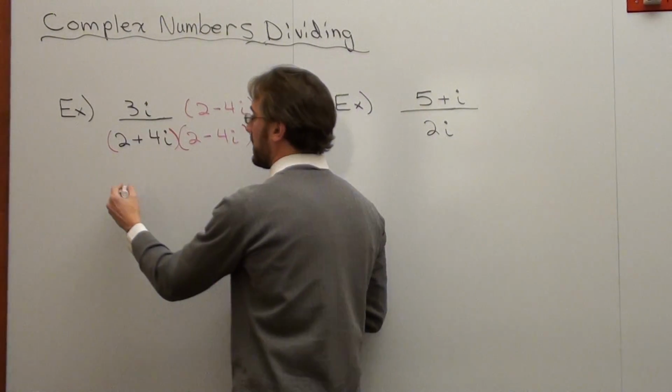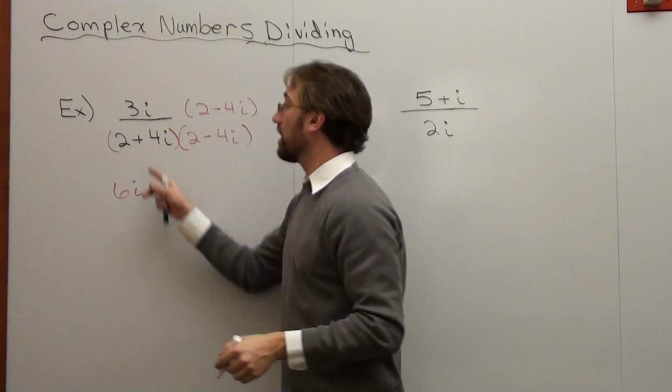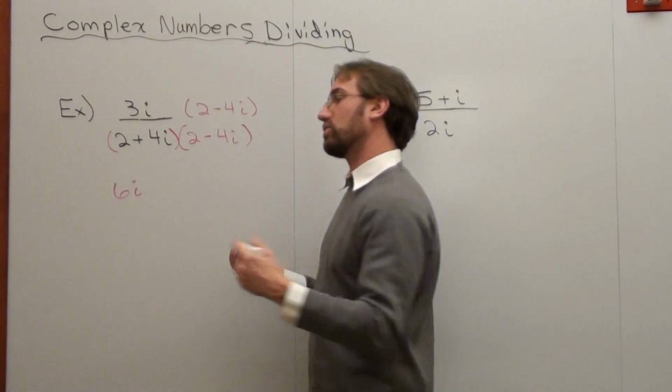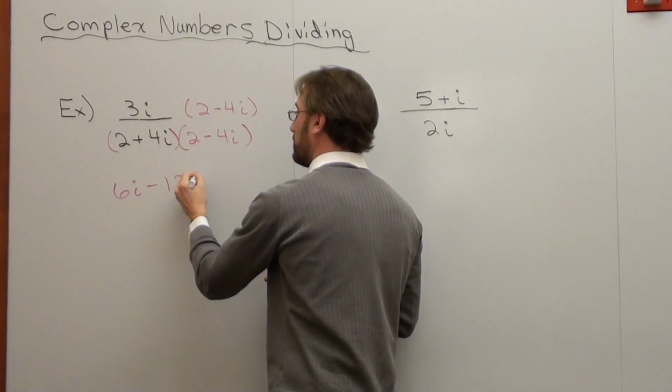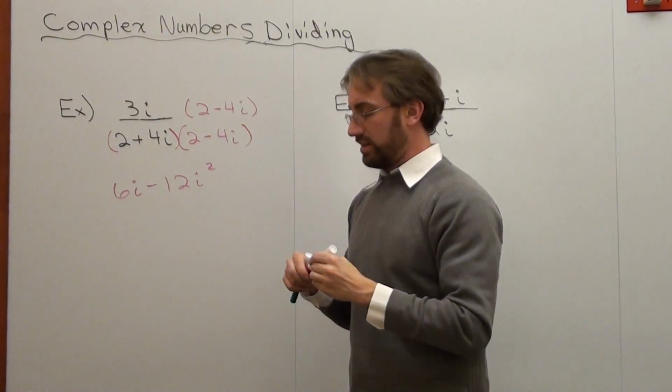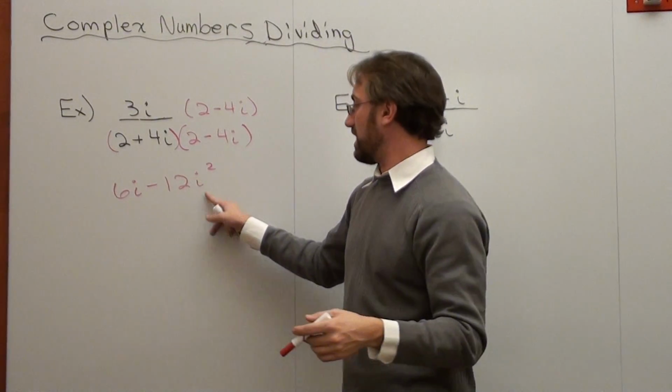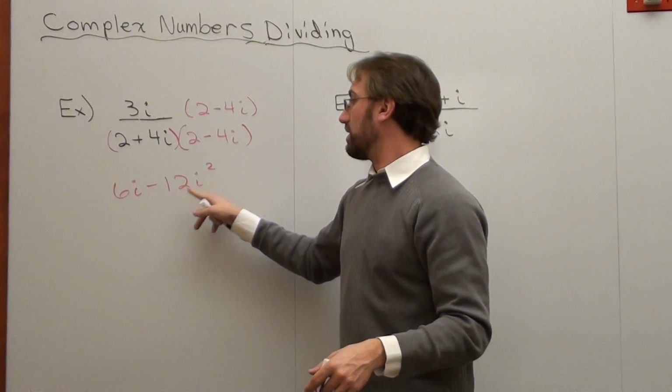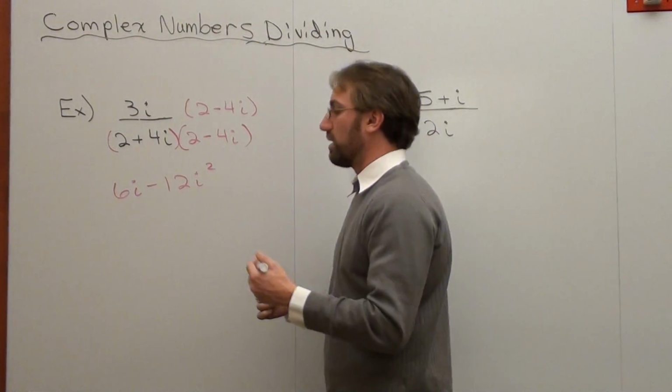3i times 2 is 6i. 3i times negative 4i is negative 12i squared. And that's actually going to end up being plus 12, because i squared is negative 1 by definition. Negative 12 times negative 1 is 12. I'm not going to do that just yet.